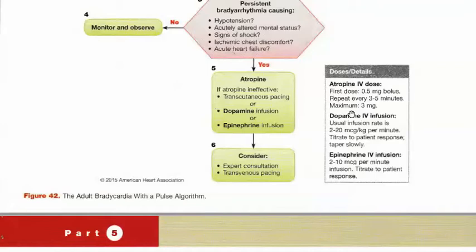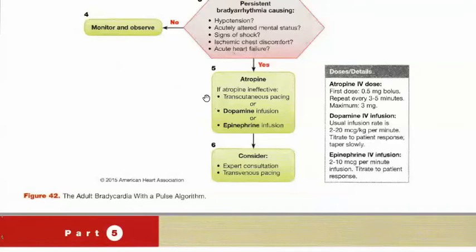So what is the first dose? It's 0.5 milligram. Okay, so I will repeat that every 3 to 5 minutes till I reach the maximum, which is 3 milligram. That's very nice. I gave atropine and the patient is still symptomatic. The patient still has the signs and the symptoms of bradyarrhythmia. So you will do a transcutaneous pacing or dopamine infusion or epinephrine.